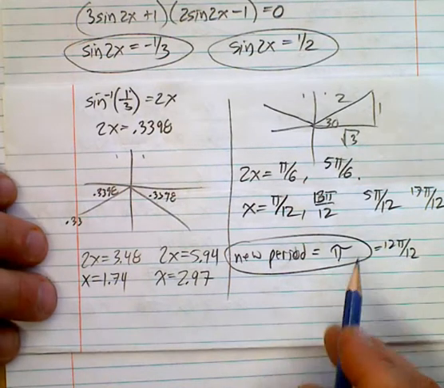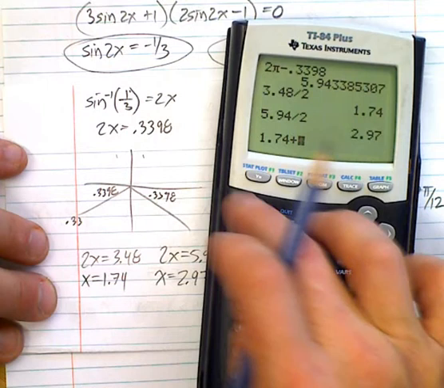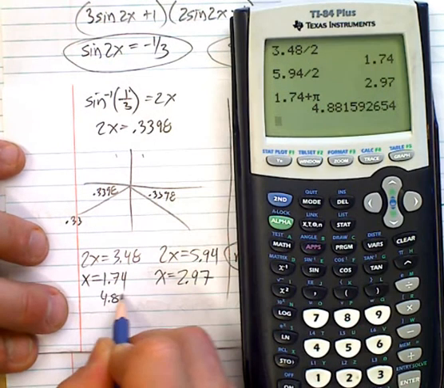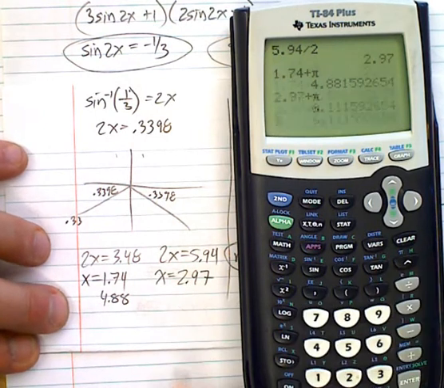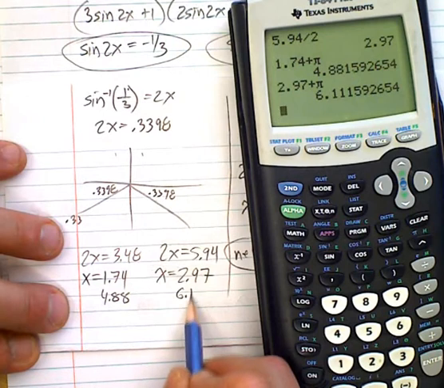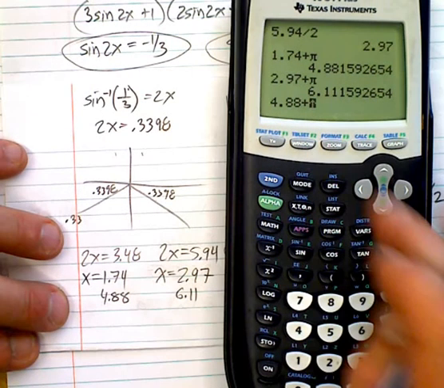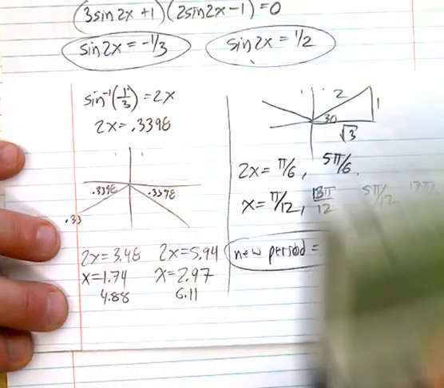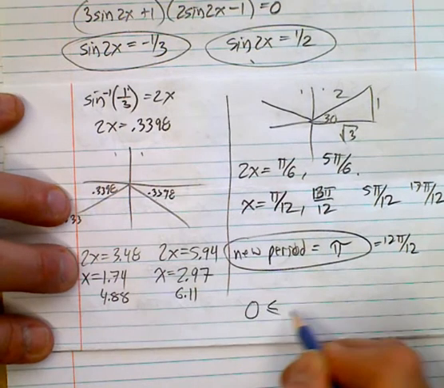So if you want to find another one, it's 1.74 plus pi. Boom, 4.88 would be another solution, right? And then 2.97 plus pi would be another solution, 6.11. Now if you added another pi, 4.88 plus pi, you're past 6.28, so you're beyond your 0 to 2 pi, right? So all we've really done here is found our solutions between 0 and 2 pi.